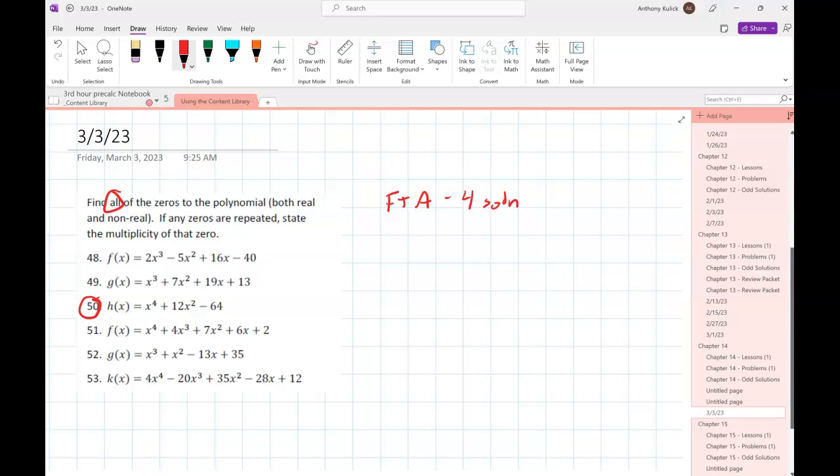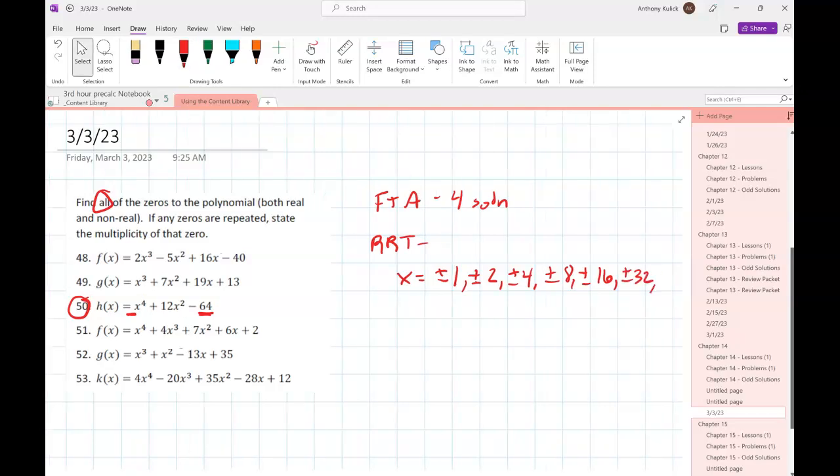So now we'll start by doing our rational roots theorem and figuring out what are the possible rational zeros. Those are going to be factors of the constant term divided by factors of the leading coefficient. Since the leading coefficient is 1, it's just factors of the constant term. So the factors of 64 are 1, 2, 4, 8, 16, 32, and 64.